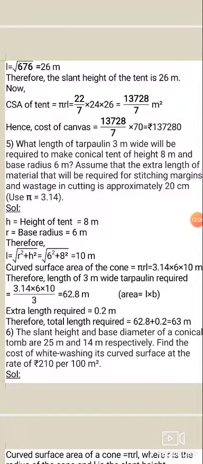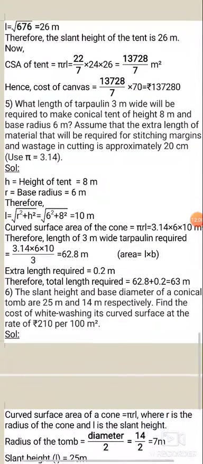A slant height and the base diameter of a conical tomb are 25 meter and 14 meter respectively. Find the cost of whitewashing its curved surface. So CSA only, at the rate of rupees 220 per meter square. So the curved surface area is pi RL, where R is the radius and L is the slant height. So diameter is given 14. So radius is 14 by 2, 7. Slant height 25.